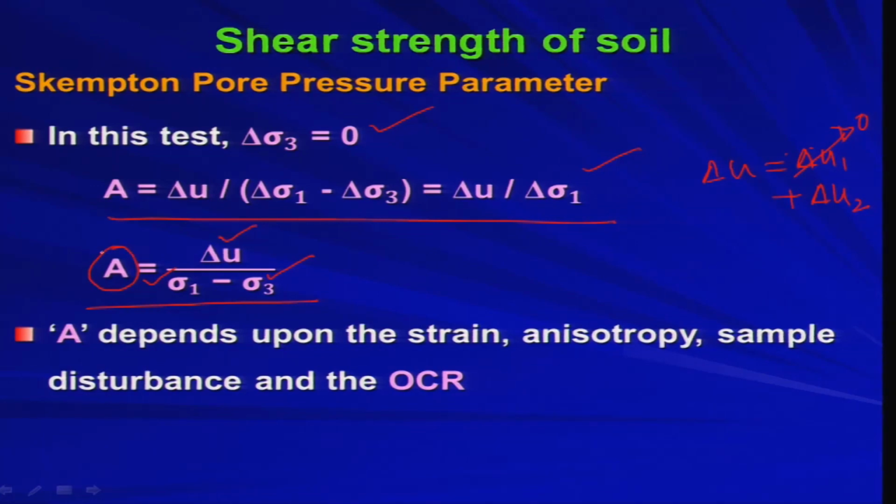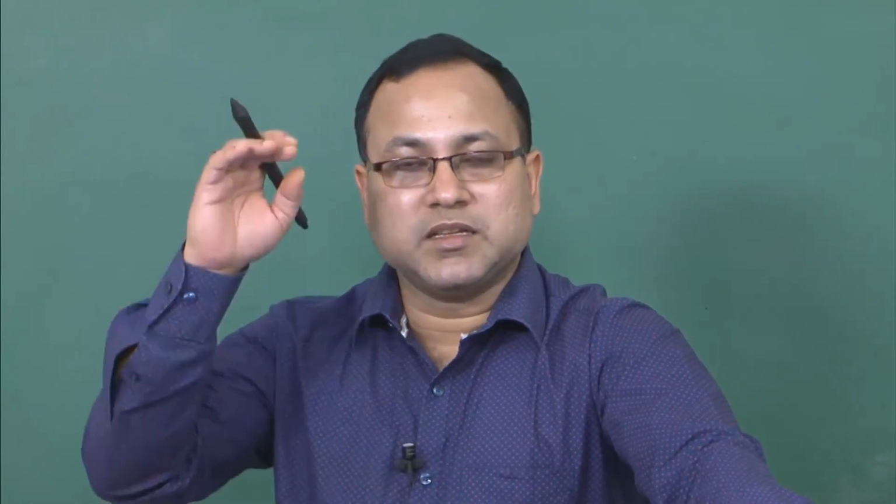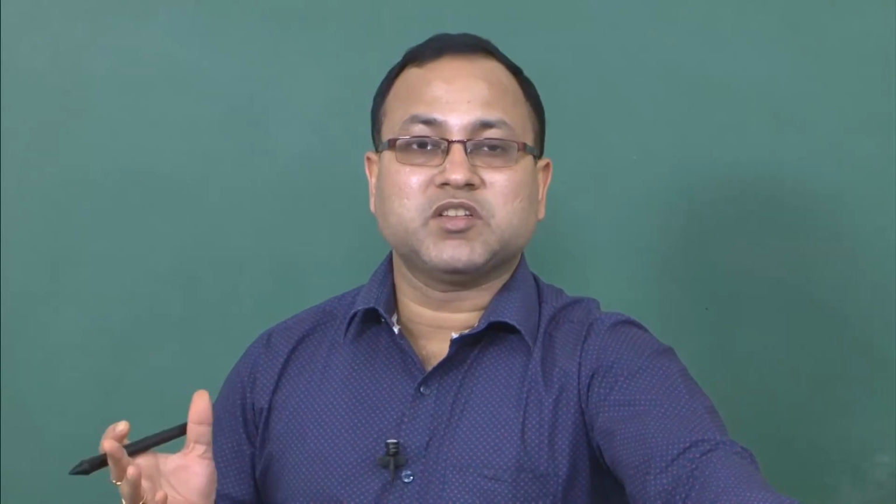So, A depends upon the strain, anisotropy, sample disturbance and OCR. These are the parameters which will affect the magnitude of A. What are those things? Strain, that is how much strain is happening in the soil sample; anisotropy, whether any anisotropy is present in the soil or not; sample disturbance, how much disturbance is happening in the sample; and of course, the overconsolidation ratio, that is OCR. These are the things that will affect A.